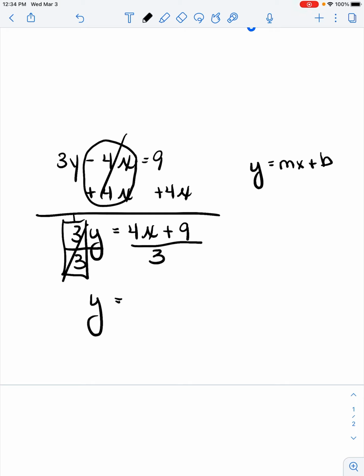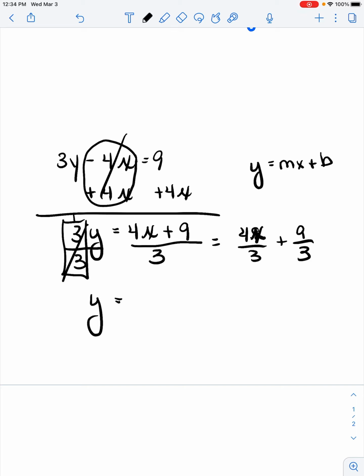Now, here's the problem. We have 4x plus 9. We have to divide by 3. We have to distribute that 3. So this is actually 4x divided by 3 plus 9 divided by 3.